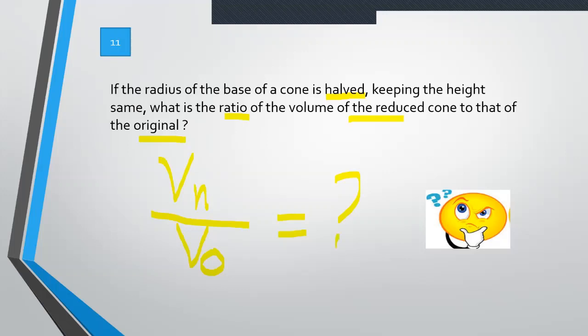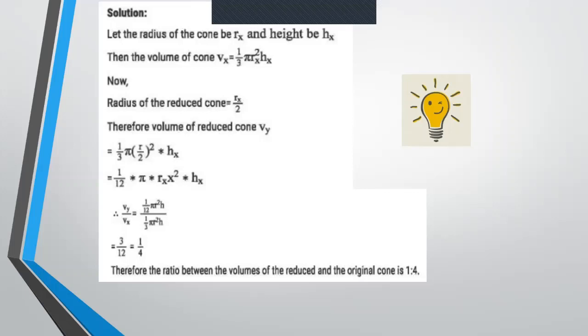Okay, so it is volume new upon volume original that's asked for. Don't calculate anything. Substitute the values, you'll get the answer. Remember, R for V0 is R. R for V new is R upon 2. H remains the same for both. 1/3 pi, 1/3 pi. H gets cancelled off from the numerator and the denominator. So what is the answer? 1:4. The answer is 1:4. Others, wind it up.